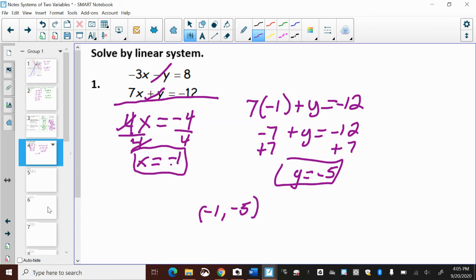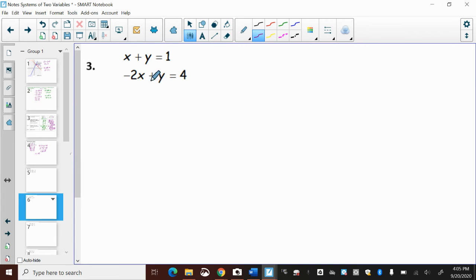Okay, let's look at another example. All right, I can see I've got these y terms here. I just need one to be negative and one to be positive. So I'm going to go ahead and multiply one of these equations through by negative 1. I'm just going to rewrite the top equation because I'm not manipulating that one. I'm multiplying everything through by negative 1, so that means it's got to distribute to all 3 terms.